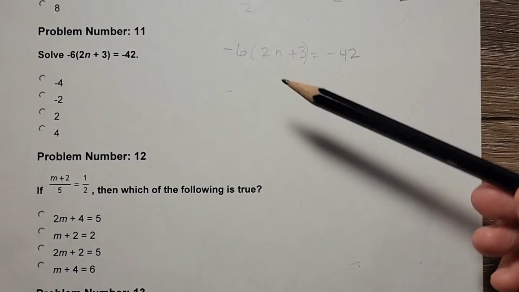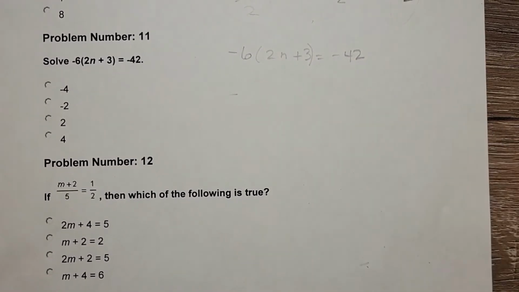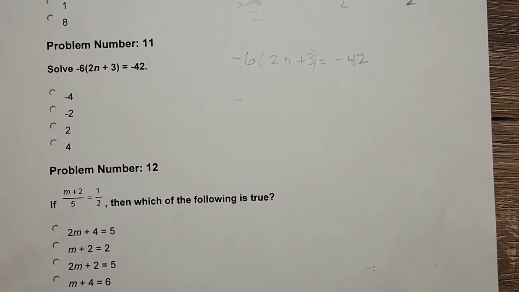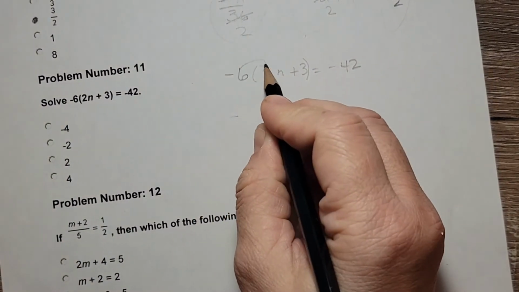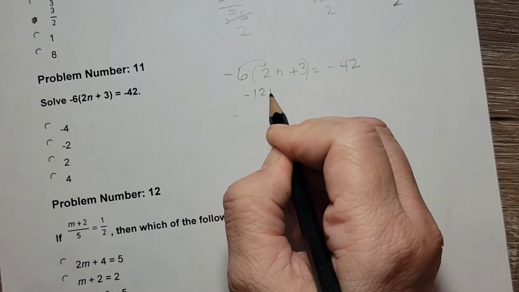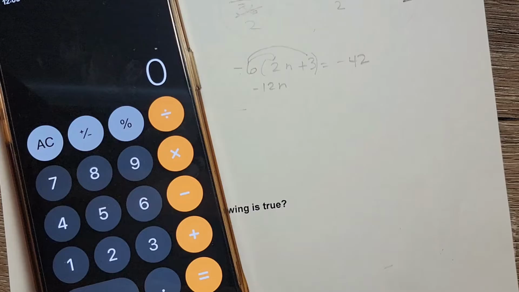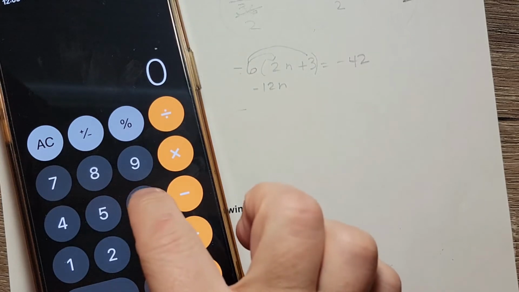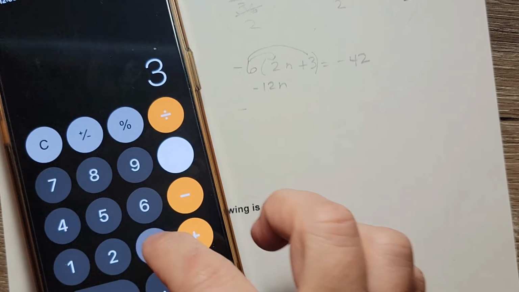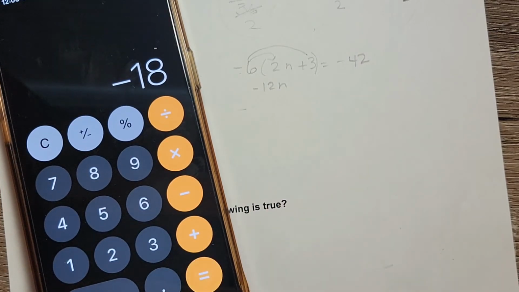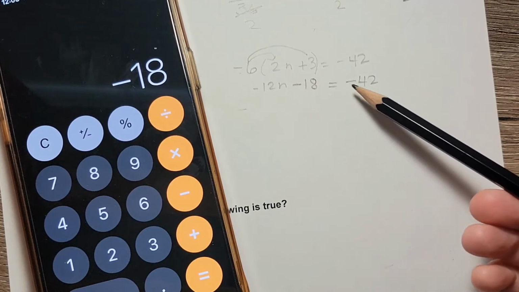Okay, problem number 11. I wrote it out. We're going to work it out. First, we've got to do the distributive property. We're going to multiply 6 by 2 and then multiply 6 by 3. Since it's -6, you're going to put -6 times +3 is -18, giving us -12n minus 18.